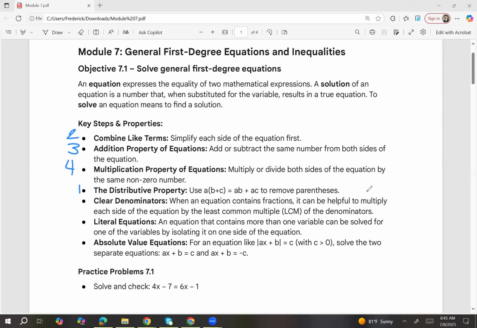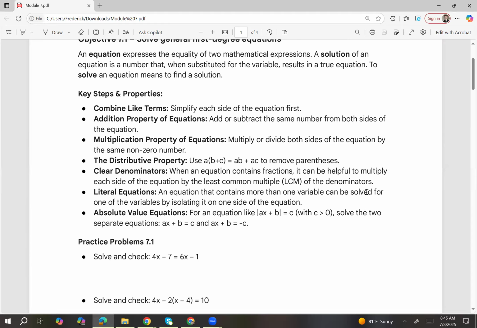Distributive first, then combine like terms if they are all on one side together, like all on the left or all on the right. And then start going through those steps that we practiced last week with adding or subtracting something on both sides, and finally multiplying or dividing something on both sides. We'll get to these other things that you see in the list, like clearing a denominator if you've got fractions involved, working with literal equations, and absolute value. I'll say more when we get to those examples.